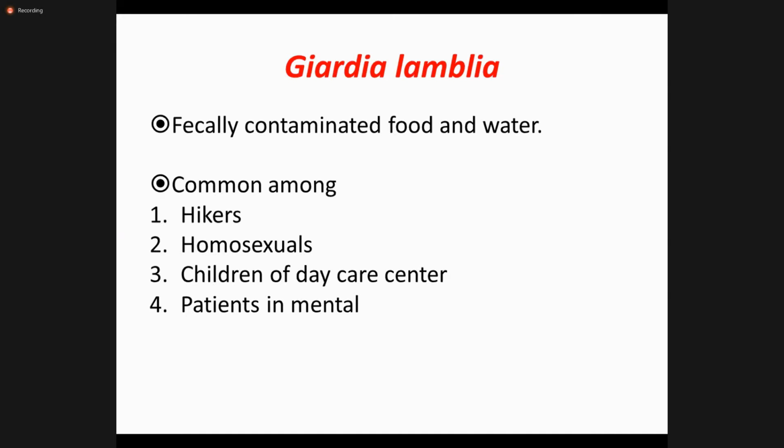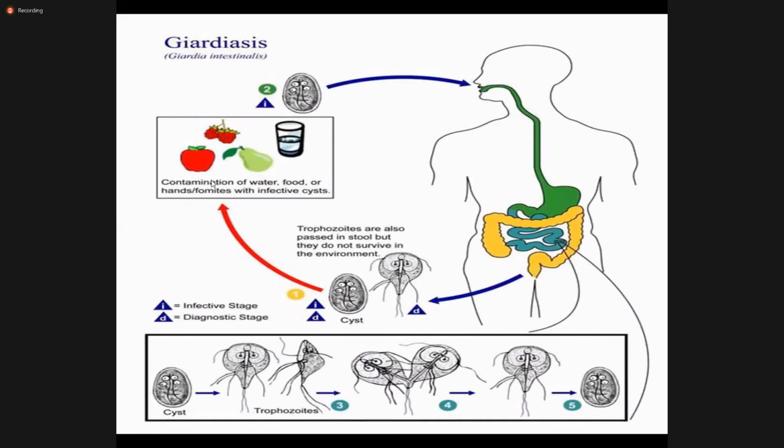Giardia lamblia is basically more common in homosexuals, hikers, children who are in daycare centers, and patients in mental hospitals. Basically it is associated with a closed community: people who are living or interacting in a closed community are associated with these parasitic diseases. The life cycle is this: the cyst is ingested, that is contaminated, then excystation occurs.